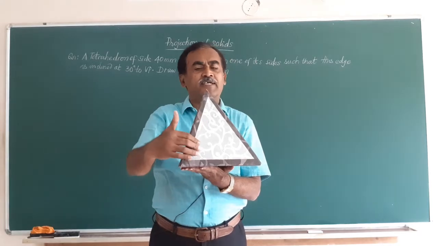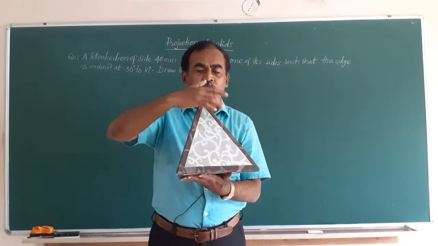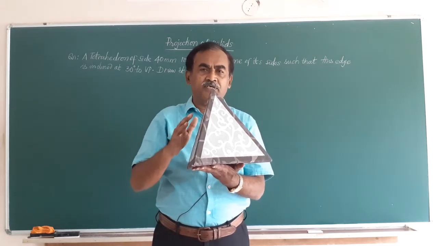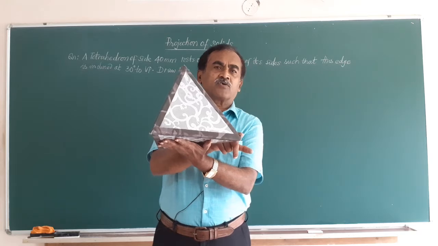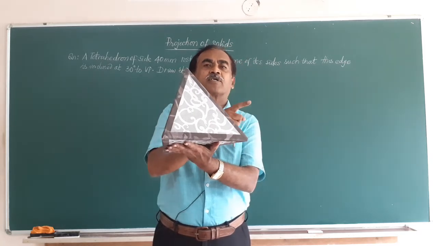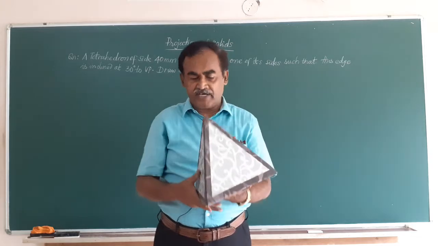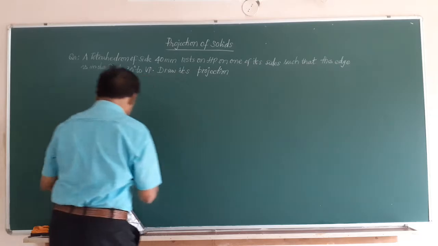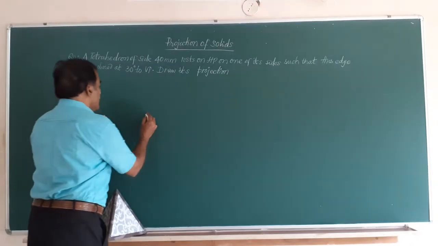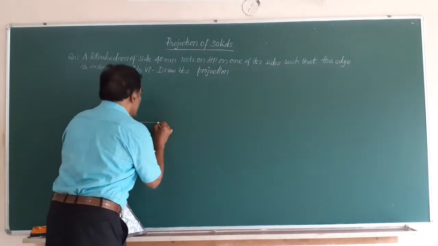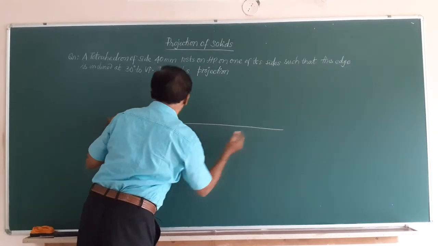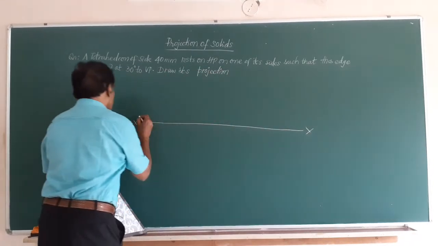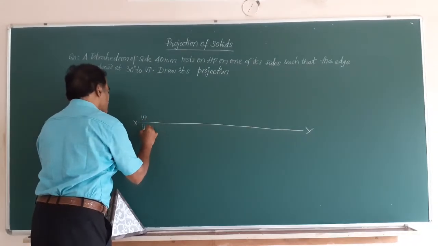Friends, front view is going to be a triangle, and in the top view you are going to have 3 triangles. So, let me place this object on HP such that one of the corners of the solid is to the right side of the observer. Obtain the top view and the front view. So, let me start the projection by drawing an XY line, that is the line of intersection of VP and HP. So, I just mark it as XY line, mark VP and HP indicating first angle projection.